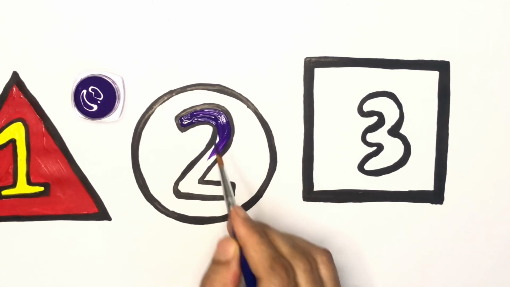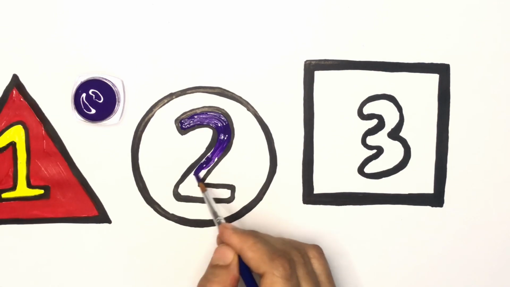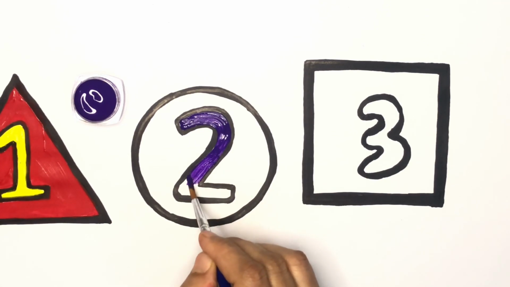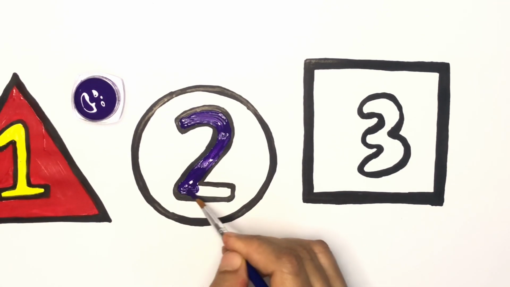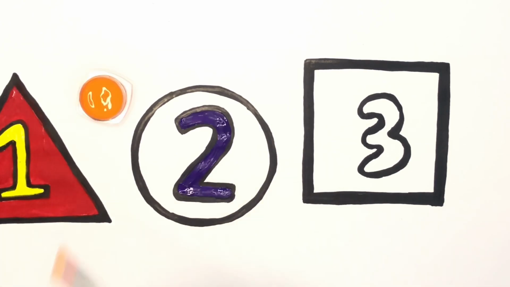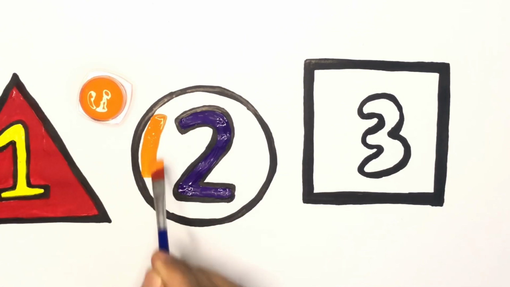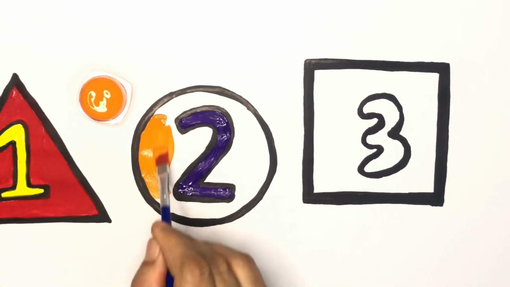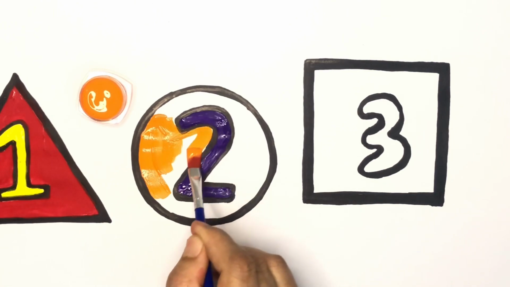A, B, C, D, E, F, G, H, I, J, K, L, M, N, O, P, Q, R, S, T, U, V, W, X, Y, and Z. Orange. I know my ABCs. Next time won't you sing with me?